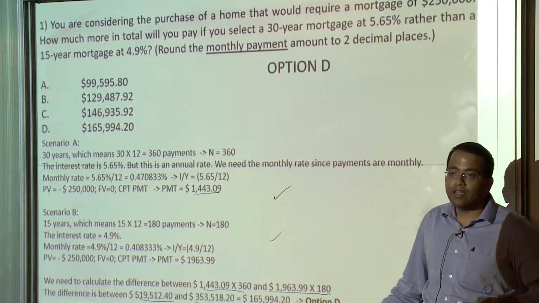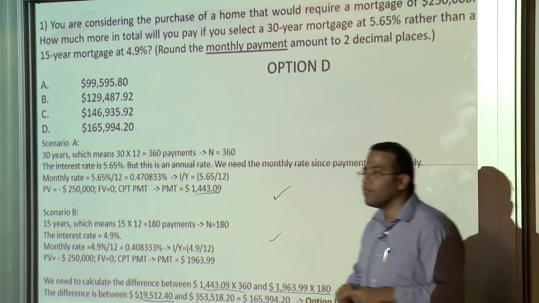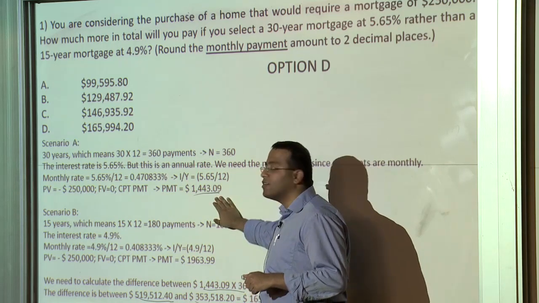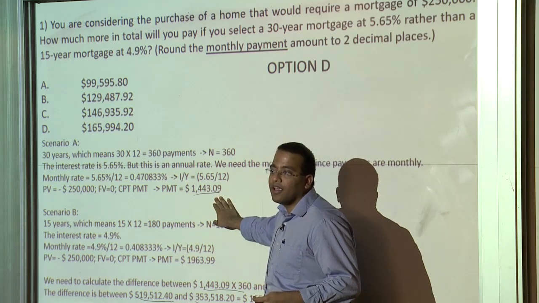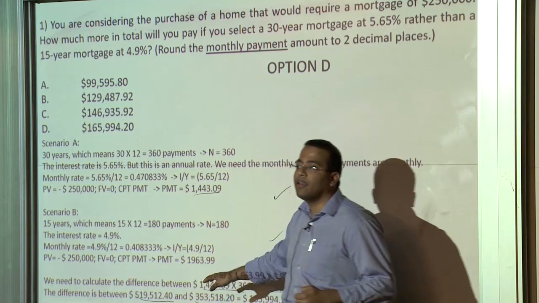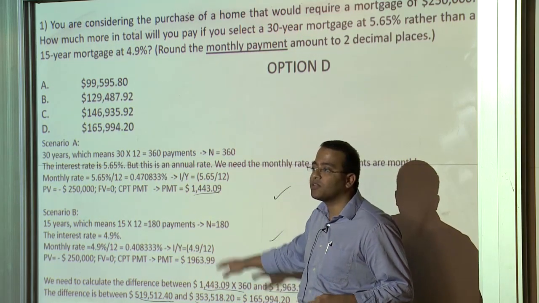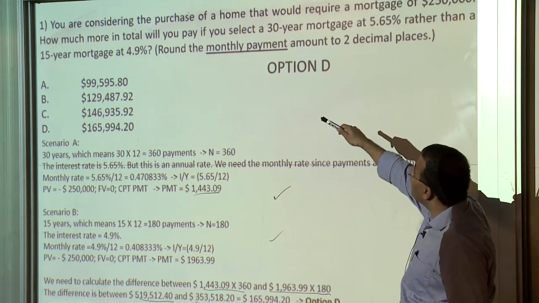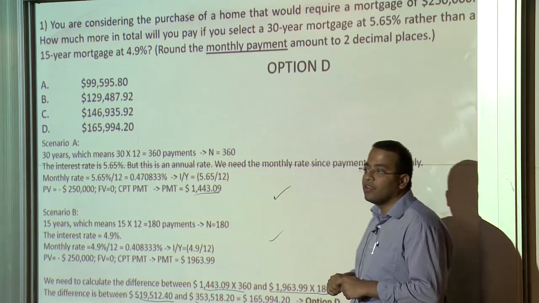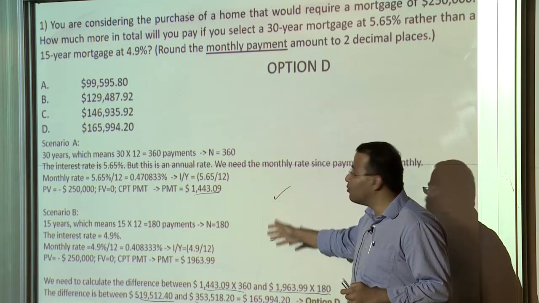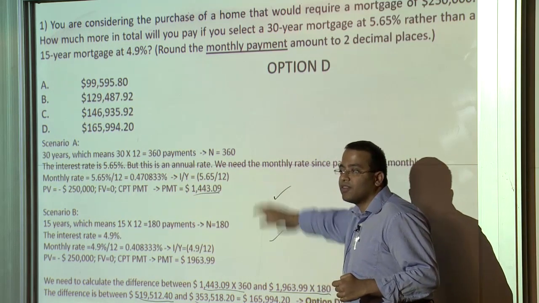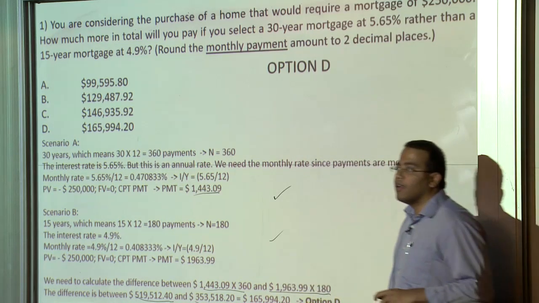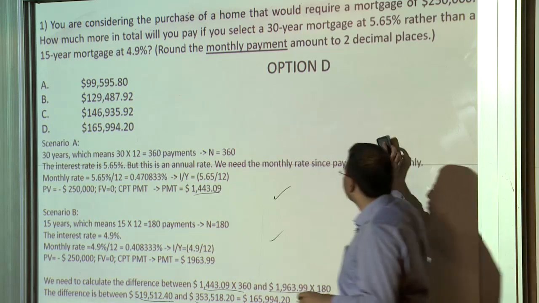Anyway, why do you multiply by 360 and not 180? Because the first payment happens 360 times, and the second payment happens 180 times, right? That's what the question is asking us: how much more in total will you pay? So you'll be paying this over a period of 360 months and this over a period of 180 months. Is that clear? Okay, let's move on then.